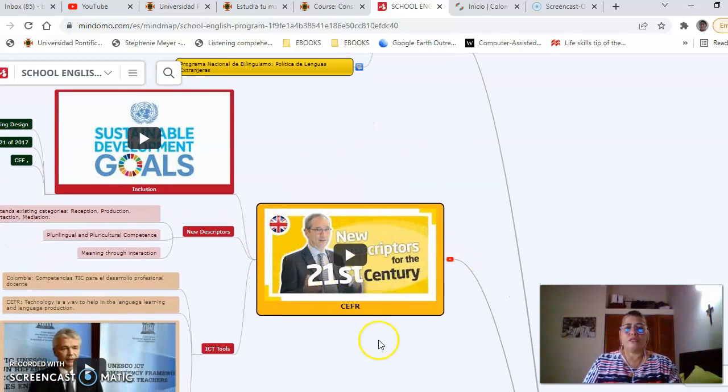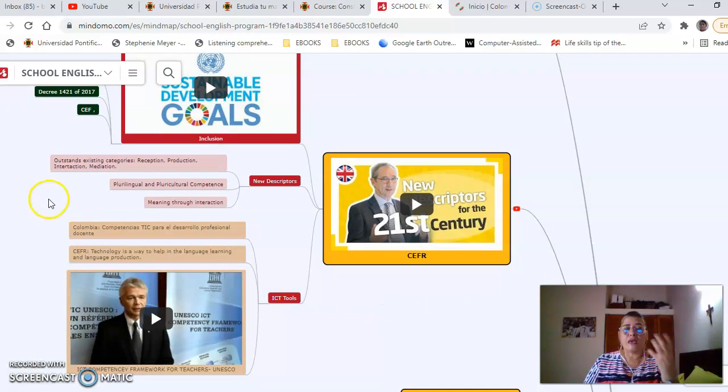Brian North tells us here about our Common European Framework language reference, what is new, our new descriptors, how we can see our descriptors from the context of pluricultural competence, meaning through interaction, and outstanding existing categories such as reception, production, interaction, and mediation. This is very important. Here, you're going to find a complete explanation of what this calls for when I want to make some changes in the school and put these intercultural activities around.